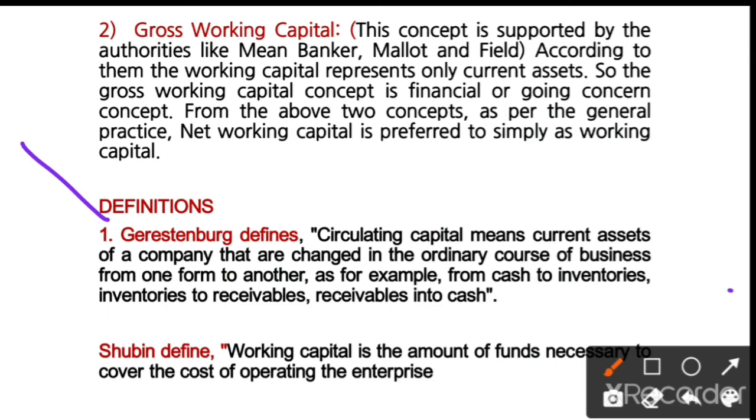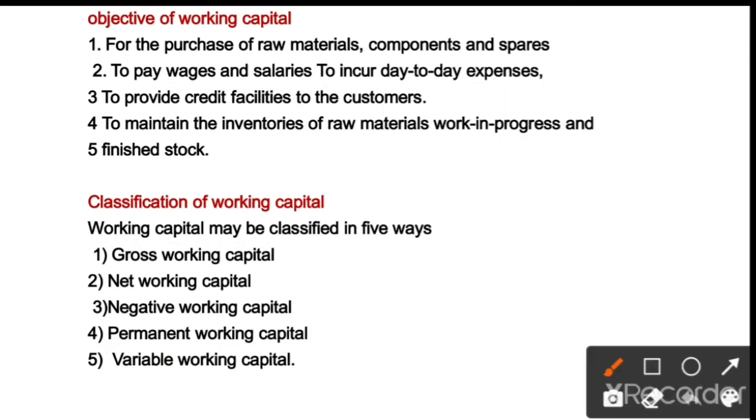Okay, so let us move to the next. What is the purpose? What is the objective of working capital? The working capital is to be used for the purchase of raw material and to pay for wages and salary, to provide credit facilities to the customers, and to maintain inventories of raw material, work in progress and finished stock. So these are the main objectives of maintaining working capital in the business.